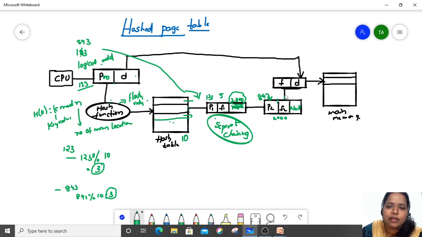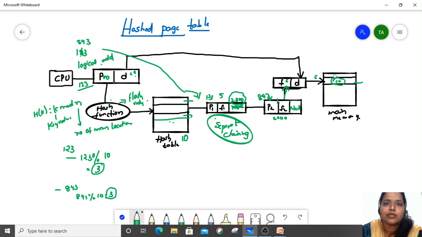Then that frame number is taken. Suppose it is the 6th frame and the displacement is 60. Then it goes to the 6th frame and takes the 60th location, and we get the data. This is how the hash table function concept is used.